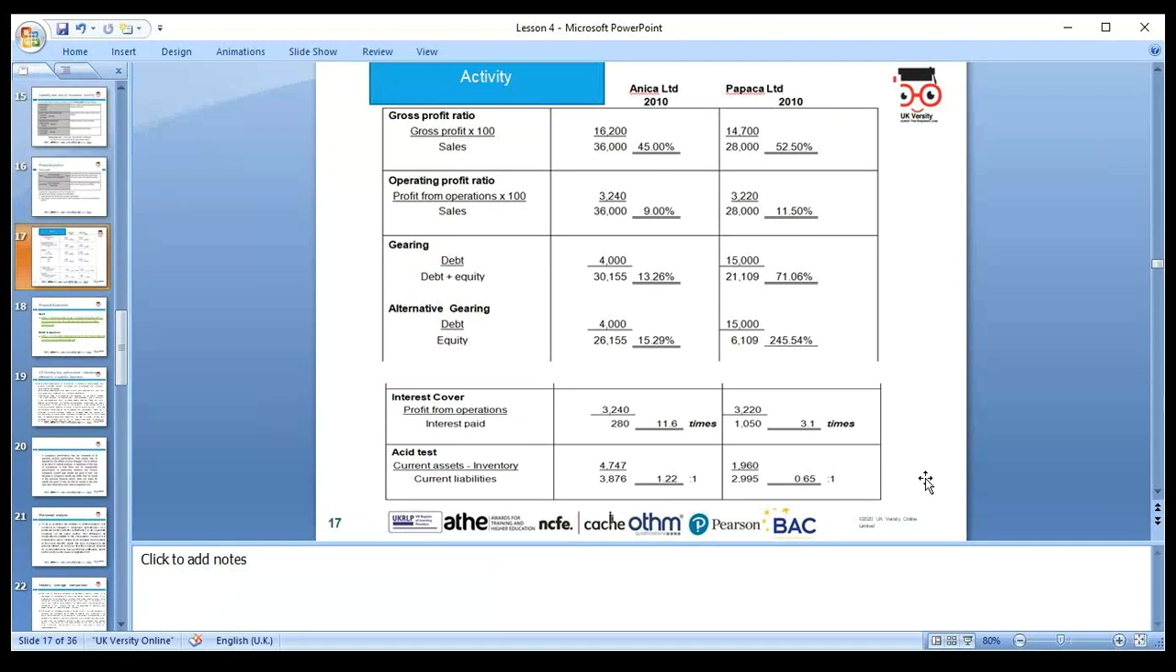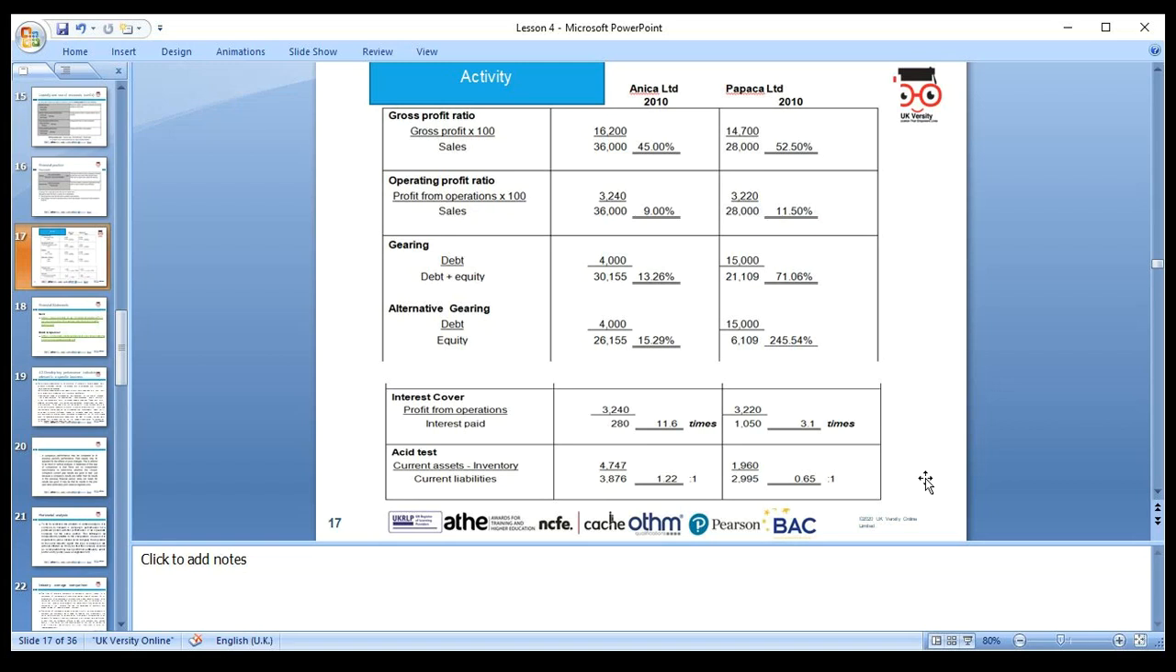First is the gearing ratio and the profitability ratios. First we'll go through gross profit divided by sales, also known as revenue. If you multiply by 100, Anika was 45% and Papika is 52%. So Anika's performance is poorer than Papika, so Papika is better to be invested in. And we'll go through operating profit. Anika is 9% and Papika is 11%. So Papika is better than Anika. We can compare, or we can compare two years as well.